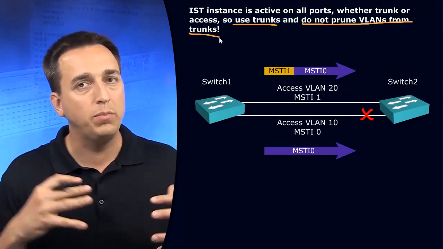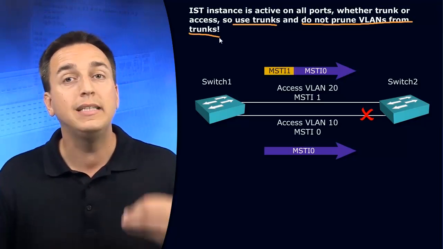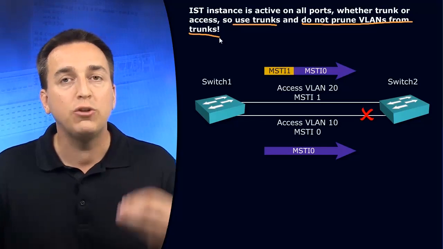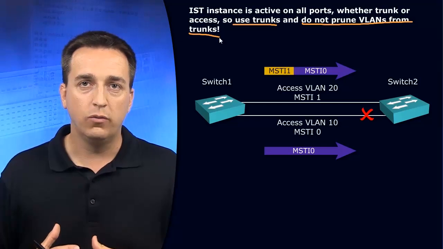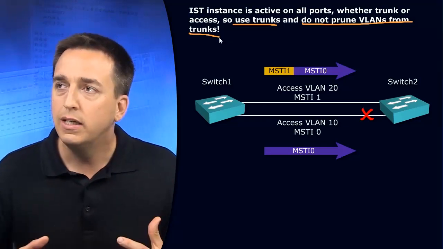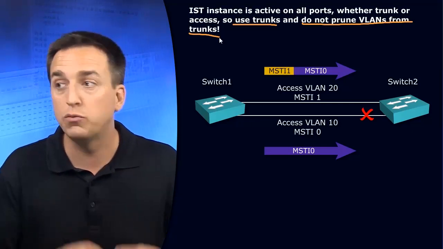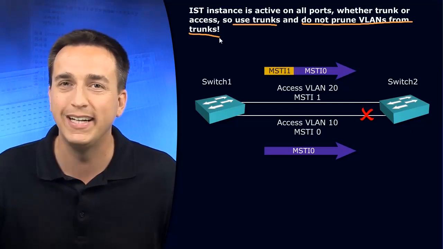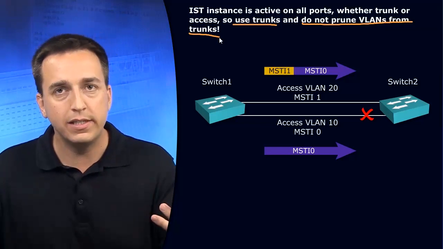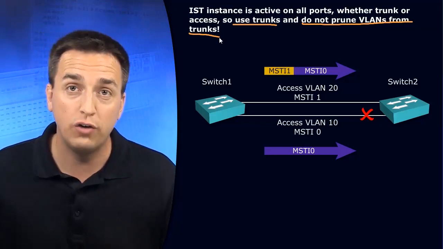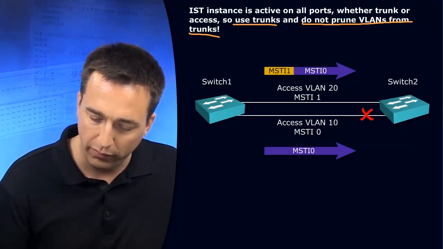Because there's a disconnect between the VLANs that are allowed on the trunk and the MST instances, because the spanning tree instances are groups of VLANs now. Whereas with per VLAN spanning tree plus and per VLAN rapid spanning tree protocol, this wasn't an issue, because the spanning tree instances were on a VLAN by VLAN basis. It's not that way anymore. So there's a disconnection between the instance now and the VLANs that are allowed on the trunk link. So to prevent any of these problems from happening, use trunks and do not prune VLANs.